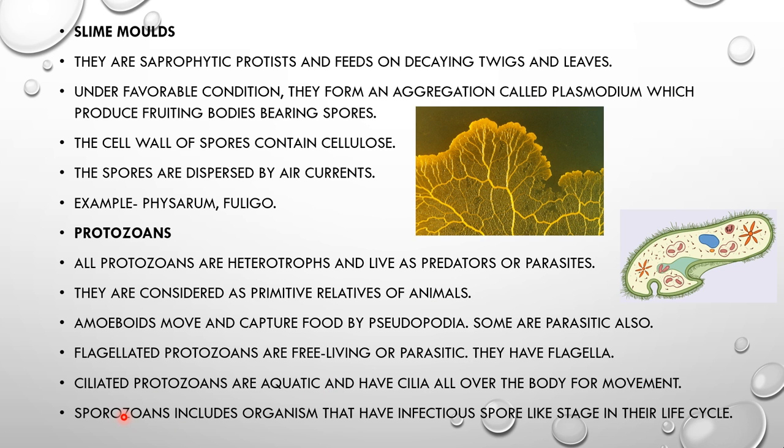And the last one is the sporozoans. They have an infectious spore-like stage in their life cycle. The most notorious is Plasmodium, the malarial parasite. You know about malaria and the malarial parasite, which causes a disease that has a great effect on the human population.